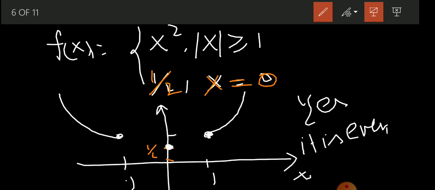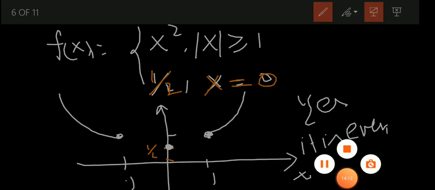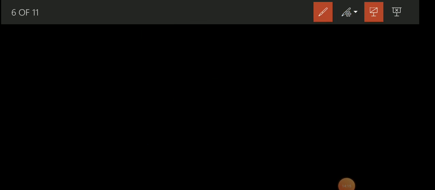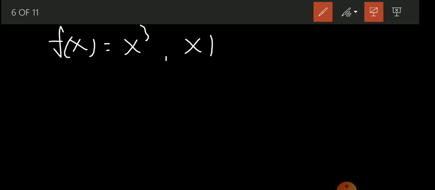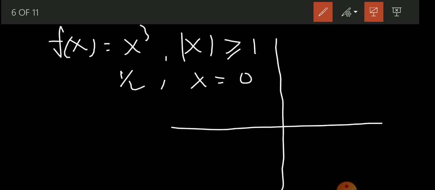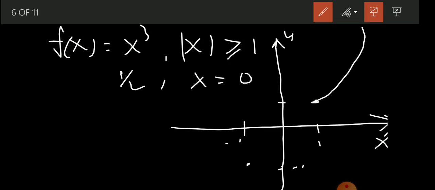This function is even. But despite the x cube graph, let's take once again that same example, f(x) equal to x cube for mod x greater than or equal to 1, and 1 by 2 for x equal to 0. So when we were drawing the graph this way, let me draw here to clarify. This is the x-axis, this is the y-axis. This is x equal to 1, and the graph is a cubical parabola, growing this way, and this is minus 1, the graph goes like this, right?